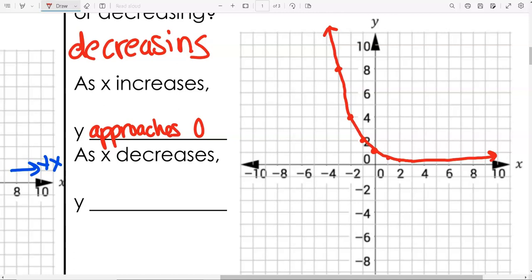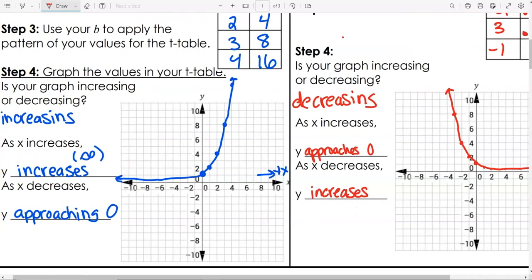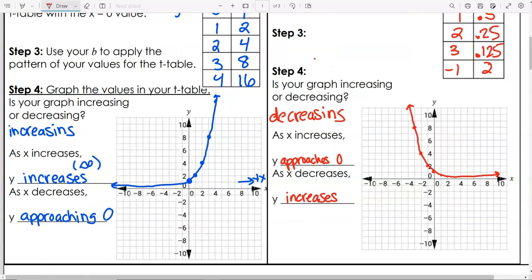If I went backwards, my y's got bigger, right? It went 2, 4, 8, yeah? So my y's increase. As x decreases, y increases. Okay? These are opposites. The blue is a growth, the red is a decay. So it makes sense that they are opposite of what's happening.